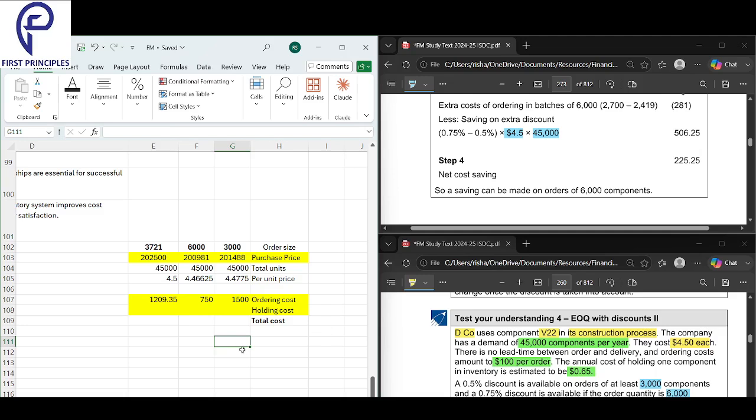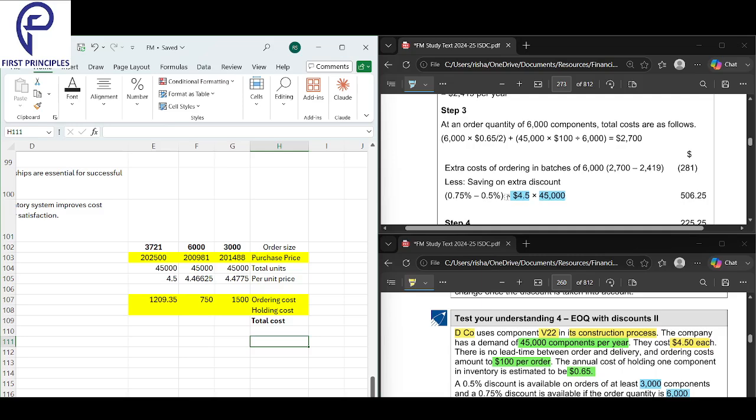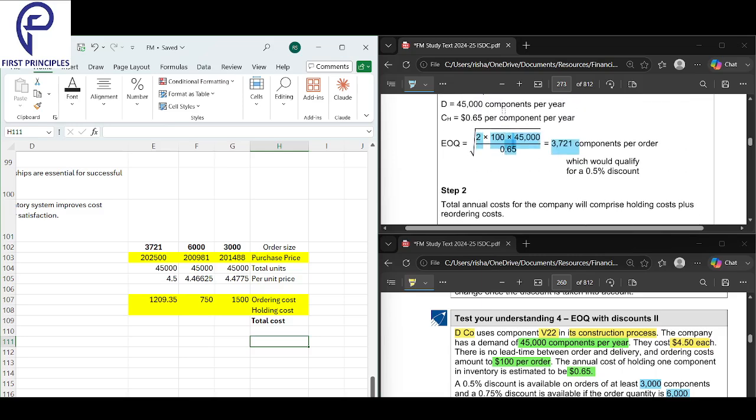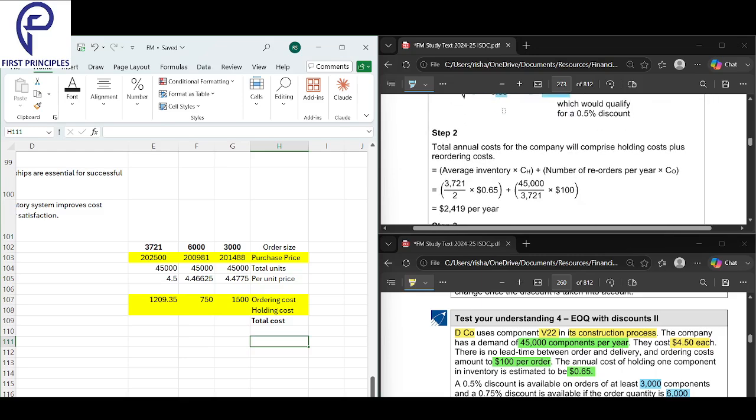Next we look into the holding cost. We got the purchase price, we got the ordering cost. What about the holding cost? It is C times Q divided by 2. So we first take the average inventory. What is my average inventory? What do we see lying around?